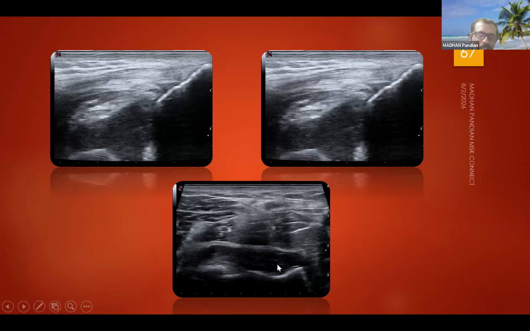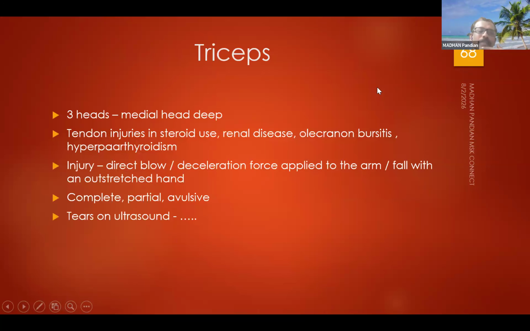You can see there is an effusion which is lifting up the brachialis muscle. If there is an effusion, you can see the lift up of the brachialis muscle on the anterior axis. The short axis and the long axis views both need to be confirmed. And there is a triceps injury in this patient. So triceps as such, we know that there are three heads: the medial, deep, and the lateral head. Tendon injuries can occur in steroid use, renal diseases, olecranon bursitis, and patients with hyperthyroidism.